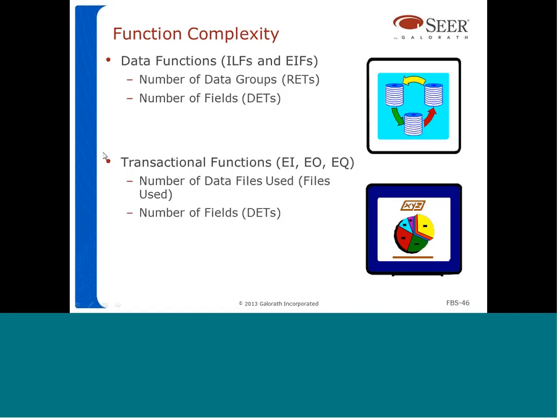When rating complexity for a transactional function, we're going to use again the number of fields, the depth of that transaction, and then we're also going to count the number of data files used. In other words, if a transaction presents information to the user, that information has to come from either an internal logical file or an external interface file inside the application. So how many files are touched by that transaction? That's the number of data files used. And we're going to be talking more in detail about each of these things.